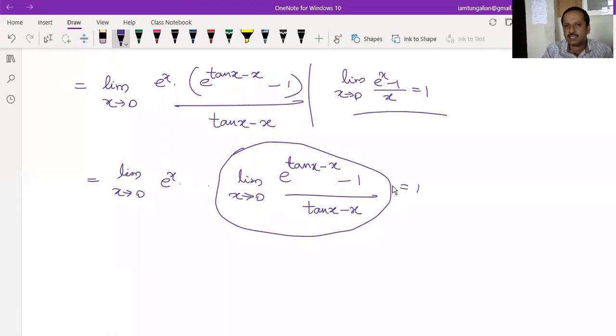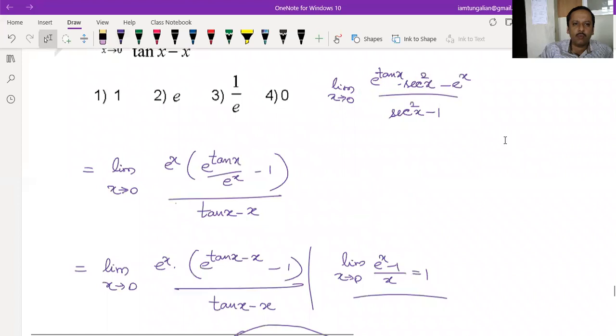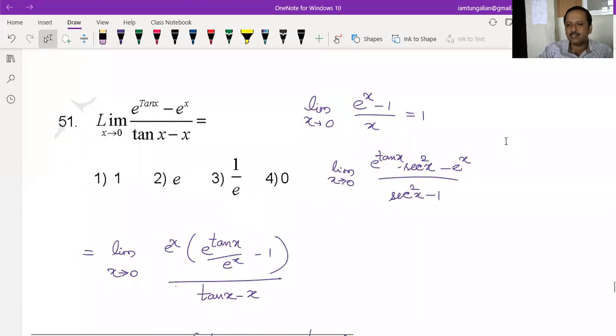Because when x approaches 0, tan x minus x will also approach 0. So limit x tends to 0, e power 0, that is 1. Here this is 1, 1 into 1 is equal to 1. So 1 is the answer, which is the first option.